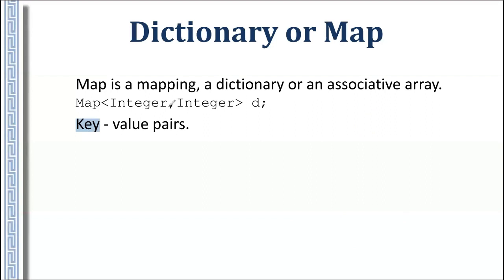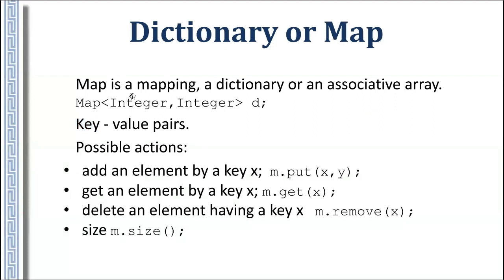And what we do with such a data structure, we can add some element with a specific key x. So we add an element with key x and additional value y. We get value by key x and we remove some specific key. So we remove this ball. They are the same actions as for set, and we check the size of them.